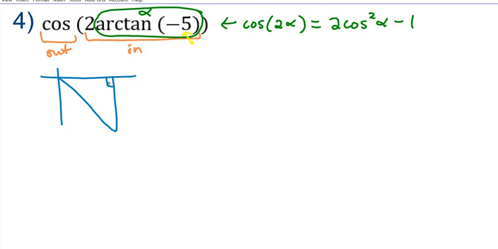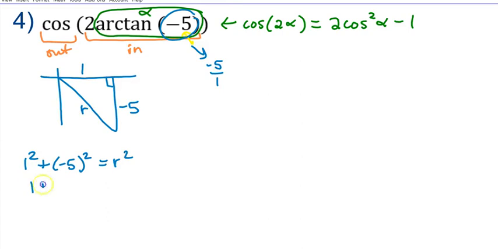And tangent being negative 5, we could think of negative 5 as the ratio of negative 5 over 1. So let's put negative 5 on the opposite, 1 on the adjacent, and then use the Pythagorean theorem to find the other side. So 1 plus 25 equals r squared. So r squared is 26. So r is square root 26.